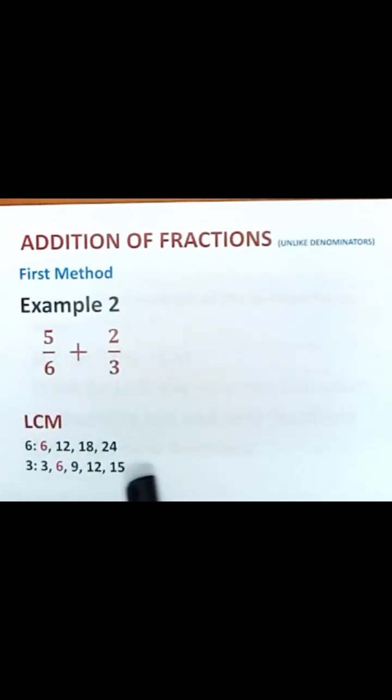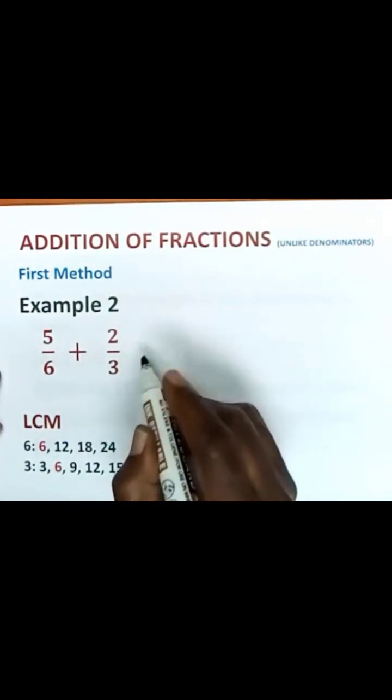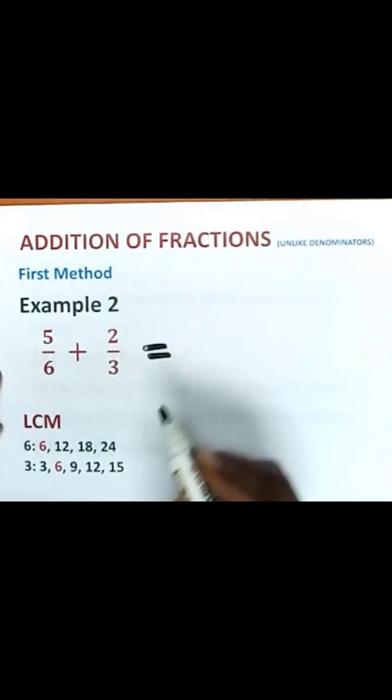And look at the multiples. Is there a common multiple? Aha, yeah, we can see 6 here is a common multiple. So the common multiple of 6 and 3 is 6, and it is the lowest common multiple. That's why we call it the LCM. So having got the common multiple, we'll now go ahead to get our new fractions.